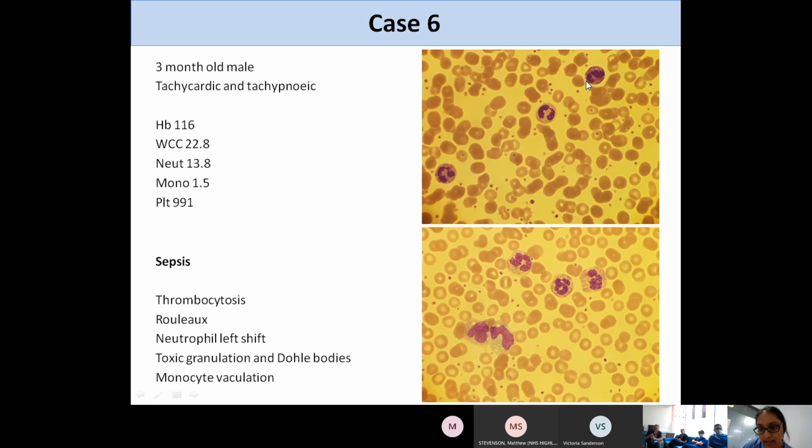We're seeing toxic granulation. This hasn't projected so well, but there's a little area of bluishness in the periphery of these neutrophils. These are Döhle bodies, and this is something that is also seen in response to infection. We're also seeing monocyte vacuolation. So these are all reactive changes that we can see in blood films.